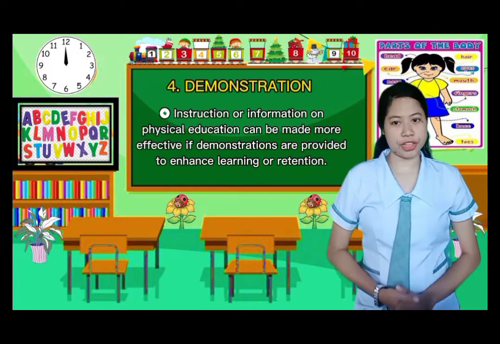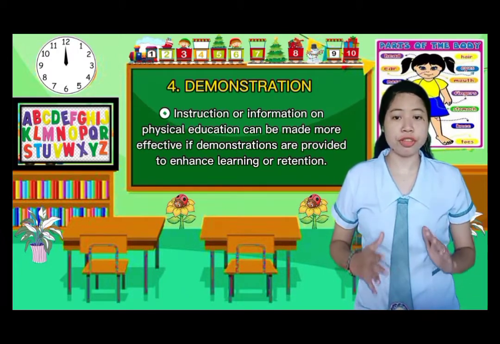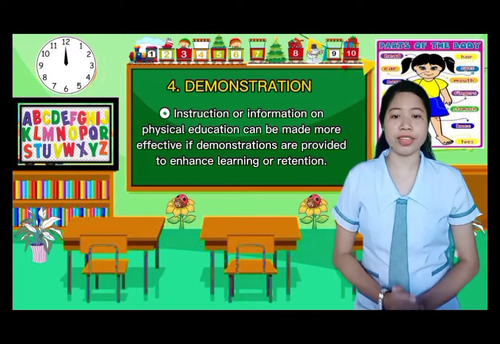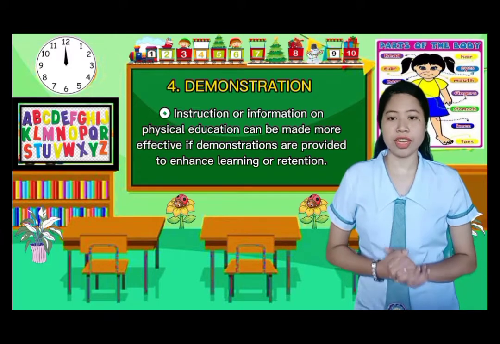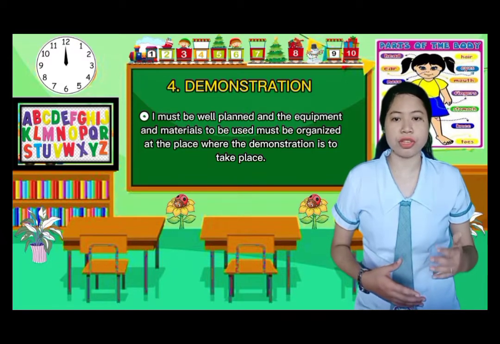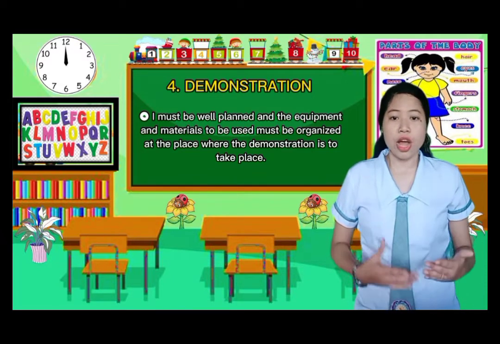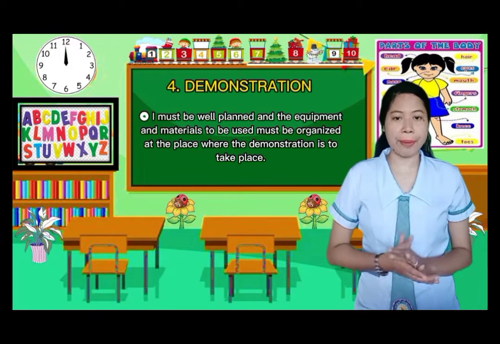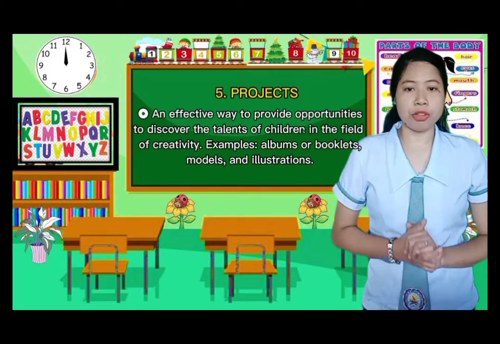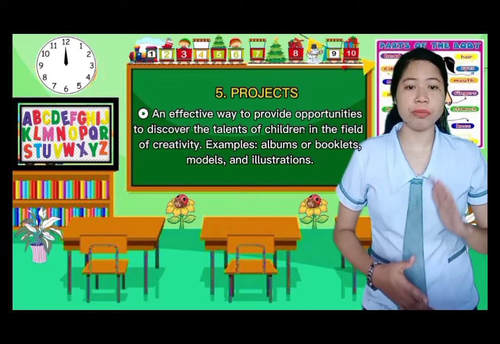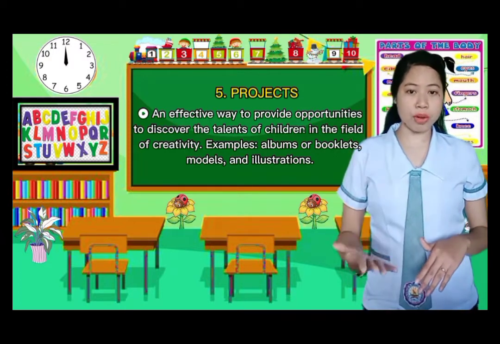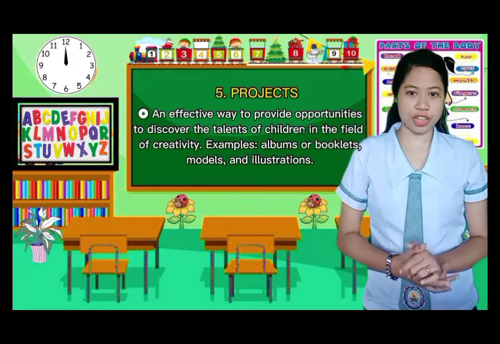Number 4, demonstration. Instruction or information on physical education can be made more effective if demonstrations are provided to enhance learning or retention. It must be well planned and the equipment and materials to be used must be organized at the place where the demonstration is to take place. Number 5, projects. An effective way to promote opportunities to discover the talents of children in the field of creativity. Examples: albums or booklets, models, and illustrations.